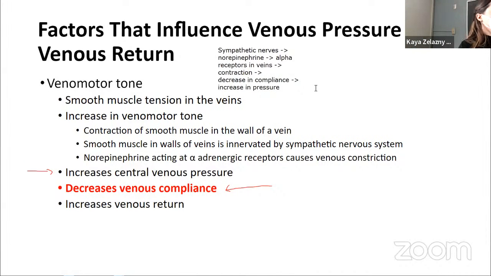And we're going to go through a flow chart as well. After we go through these changes in response ultimately to the sympathetic nervous system, our fight or flight part of the autonomic nervous system, our ultimate effect is going to be an increase in venous return, which is one of the factors we're going to be thinking about as we turn our attention to MAP, to regulation of overall blood pressure as we move forward.